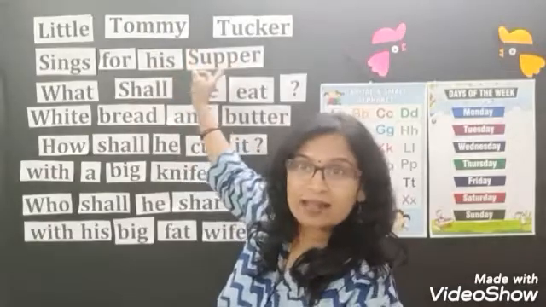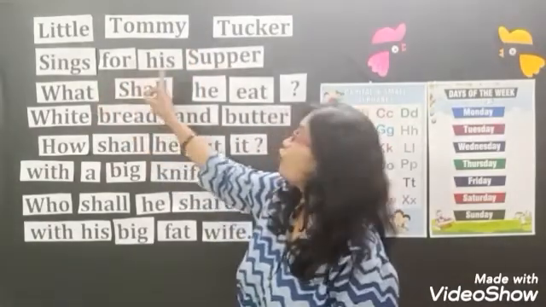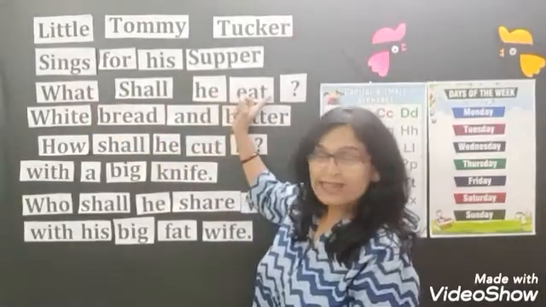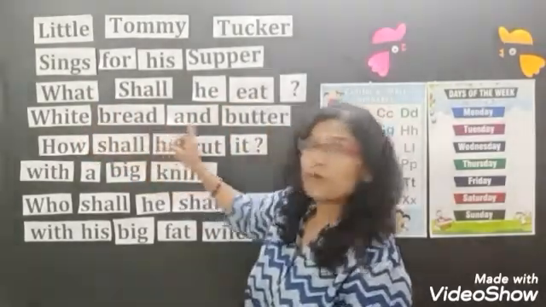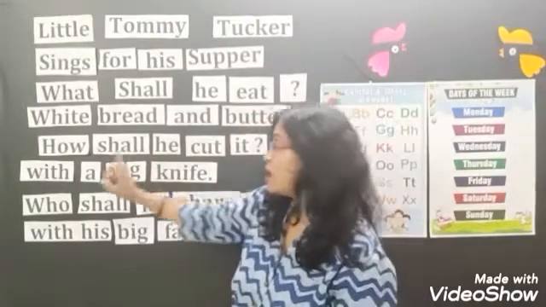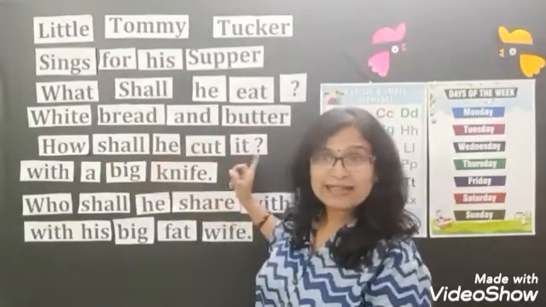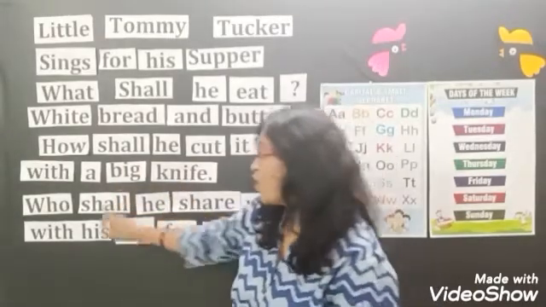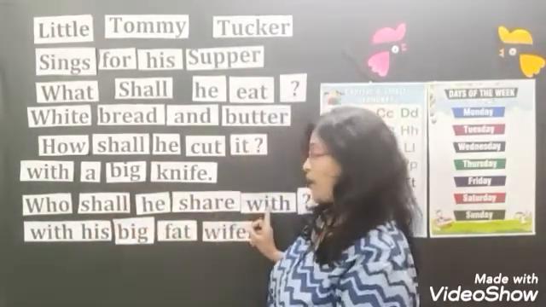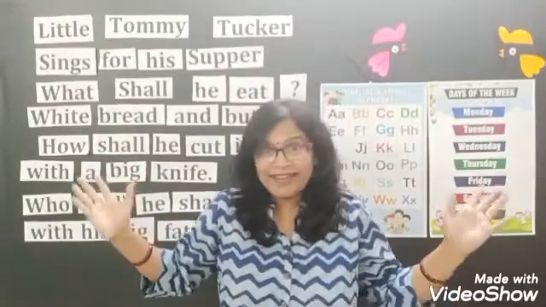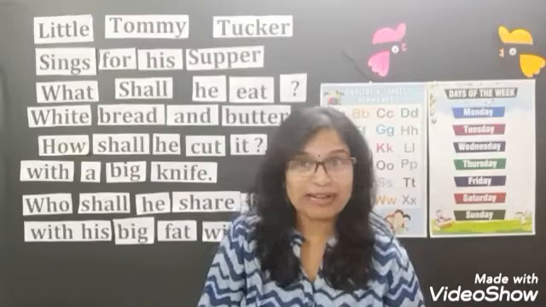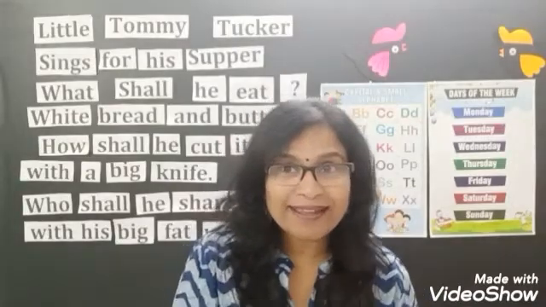Little Tommy Tucker sings for his supper. What shall he eat? White bread and butter. How shall he cut it? With a big knife. Who shall he share with? With his big fat wife. Have you all learnt this rhyme, children?